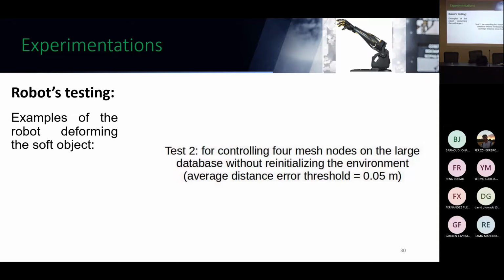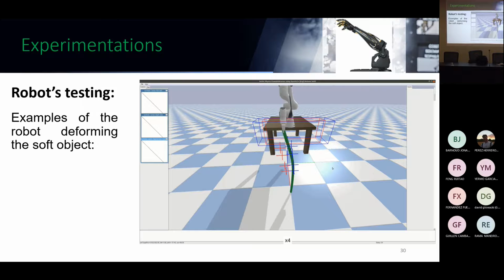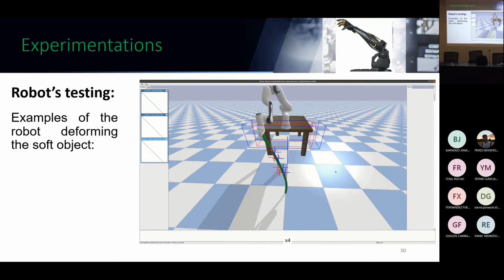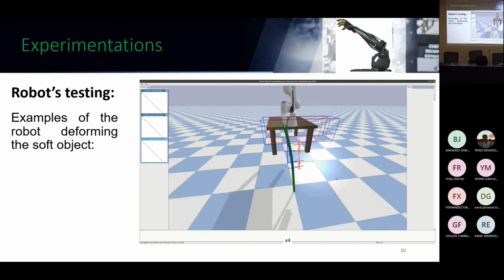So the second test is for controlling, this time, 4 mesh nodes, still on the large database and still using 5 centimeters as the threshold, but without reinitializing this time. As you can see, the object bends in order to reach the desired deformation, and then it's going to start from this deformation in order to achieve the following one, etc., etc.